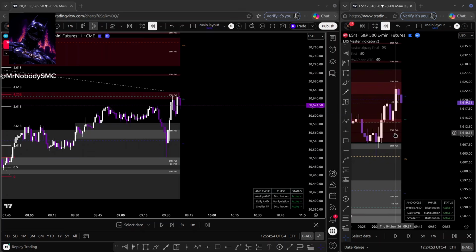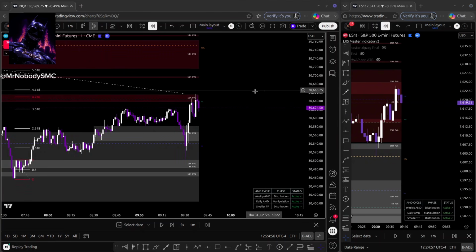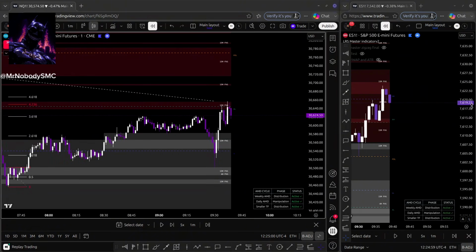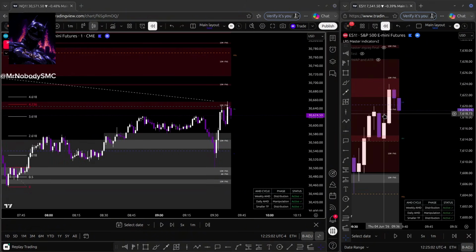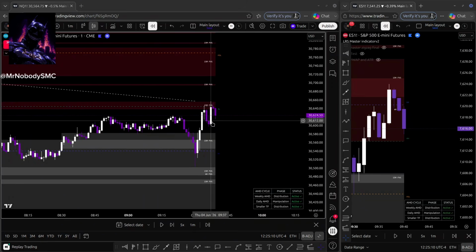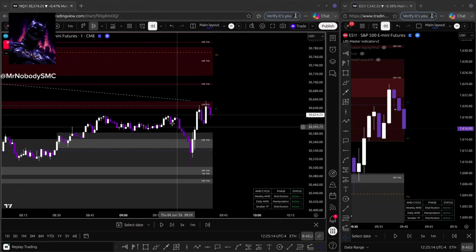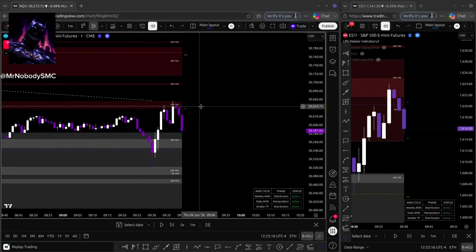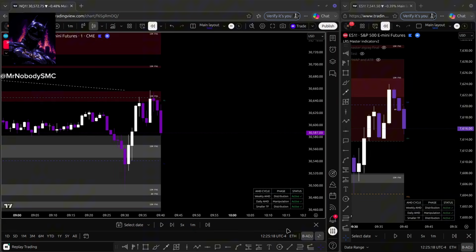Okay, so now it's 9:37. I don't have an internal SMT. However, I have a bullish fair value gap right here that I am looking forward to it getting invalidated. Right there, it gets invalidated. 9:39, perfect. Just one more candle. On NASDAQ, we have a change in state. Right here.